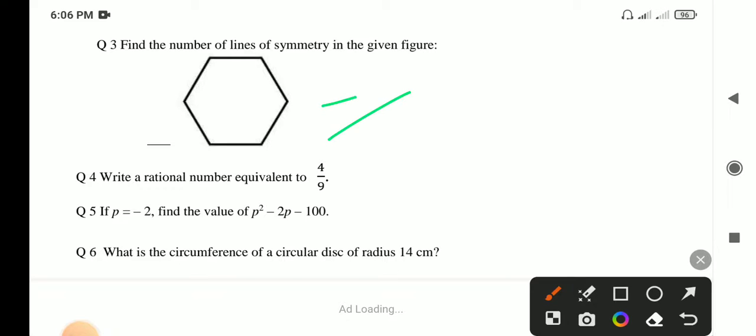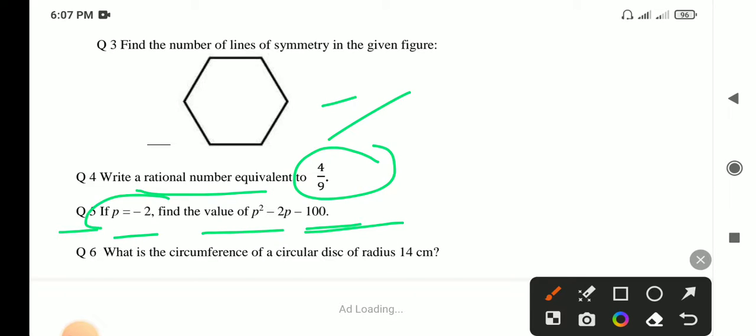symmetry in this figure. And question 4, write a rational number equivalent to 4 upon 9. 4 upon 9, a rational number is given, and you have to write one more rational number equivalent to the given rational number. Question number 5, if p equal to minus 2, find the value of p square minus 2p minus 100. Yes, the value of p is given, and a polynomial in p is also given. You have to find the value of this p square minus 2p minus 100 when p is minus 2.